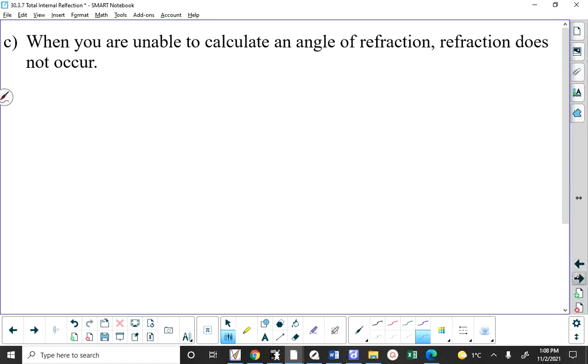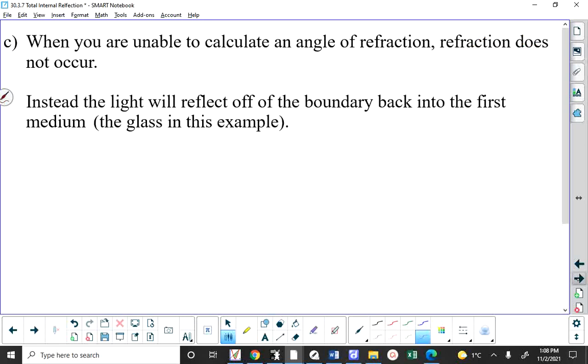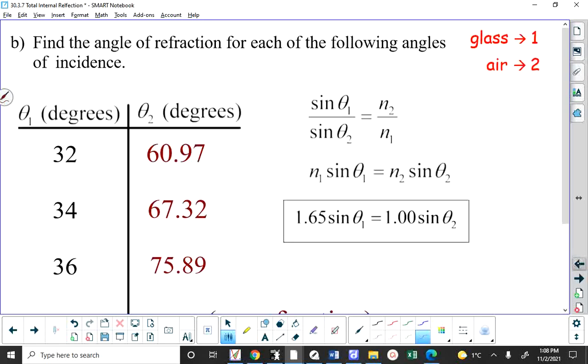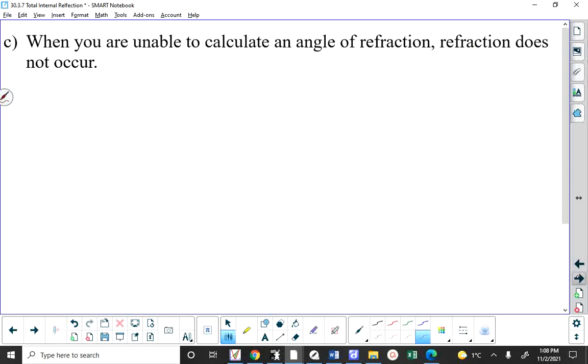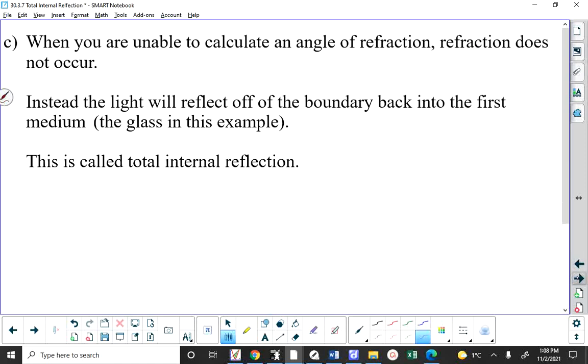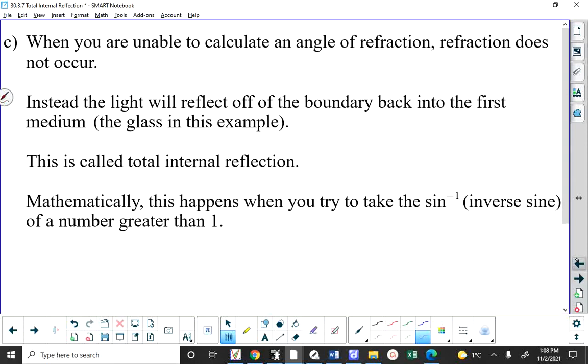So, when you are unable to calculate an angle of refraction, refraction does not occur. Instead, the light will reflect off of the boundary back into the first medium. If the angle's big enough, it's just going to reflect, and that's called total internal reflection. Mathematically, this happens if you end up trying to take the inverse sine of a number bigger than 1.